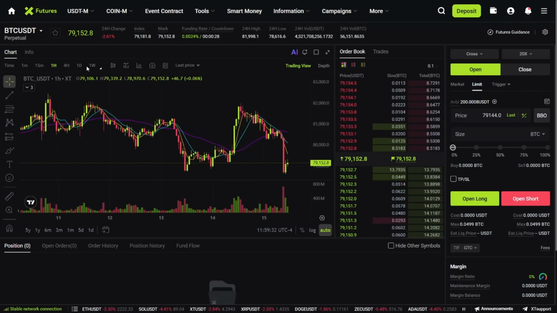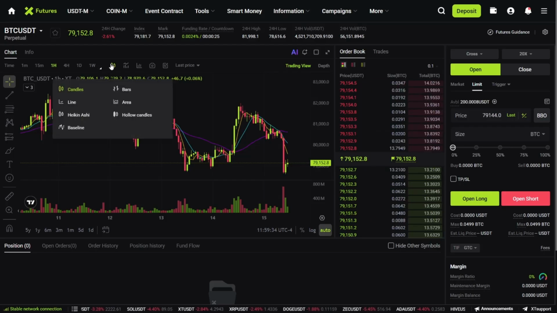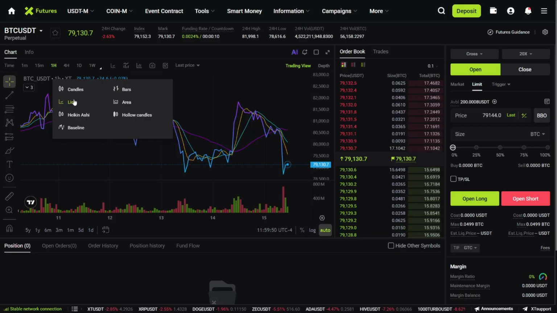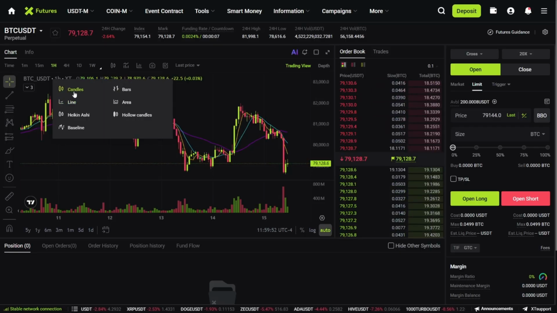To the right of the time frame, you can change the type of chart. Most traders use candlestick charts, but you can also switch it to other styles like bars or lines. Again, most traders do use candles, so we are going to stick with candles.